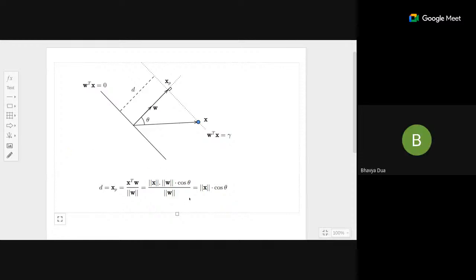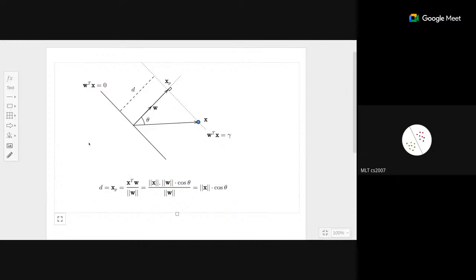Another way to understand this is that if you do the dot product, it's norm of X, norm of W into the cosine of the angle between them, and you can think about this as norm of X cos theta. That is nothing but this particular projection. So the perpendicular distance of a point from a line defined by W is X transpose W by norm W.